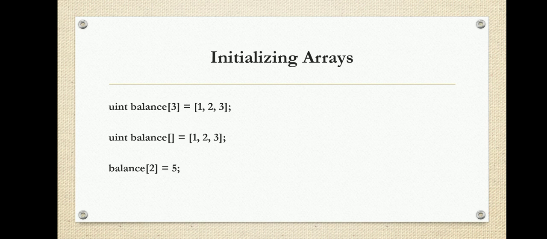We can define the elements like 1, 2, 3 and initialize them to the array. One more way we have: the array name is balance, and the size of it is 2, and we have initialized it with 5. So location 2 of the array is initialized to 5. So there may be different ways to initialize arrays.